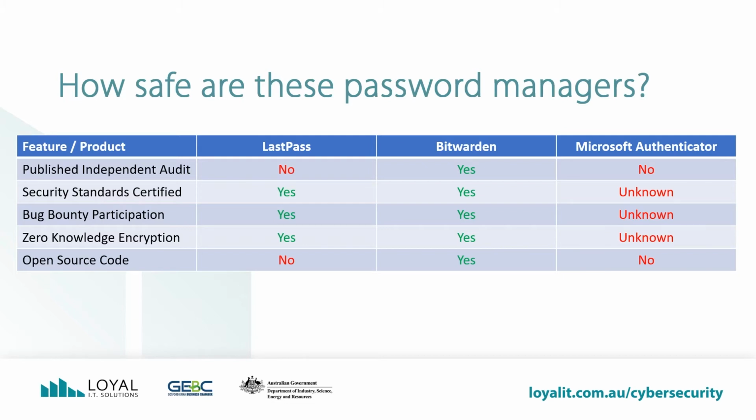Bug bounty participation. Both LastPass and Bitwarden are listed on HackerOne's bug bounty programs. Microsoft Authenticator is not and does not publish any bug bounty participation for this product. Zero-knowledge encryption. Both LastPass and Bitwarden publish this as a feature. Microsoft Authenticator does not publish this information. Open source code. Both LastPass and Microsoft Authenticator do not publish their source code. Bitwarden does publish their source code on GitHub.